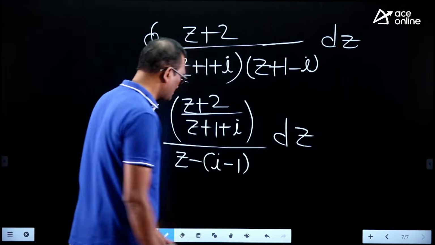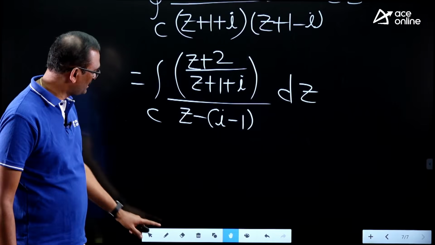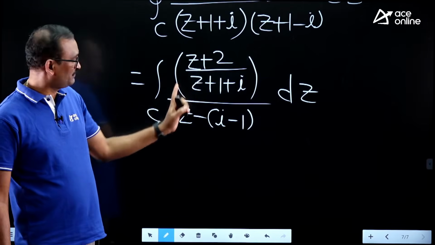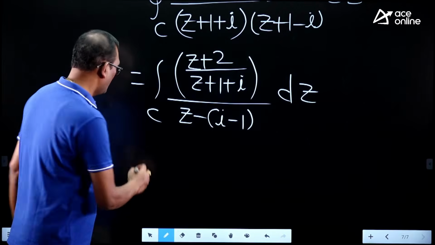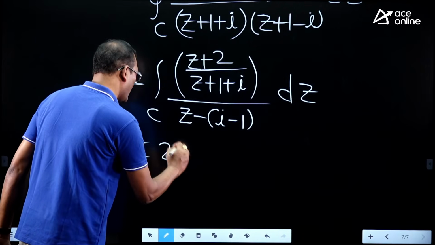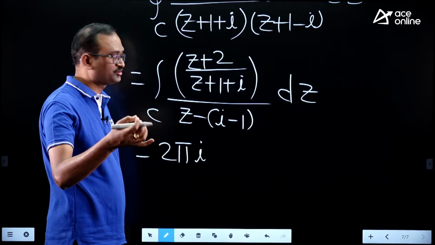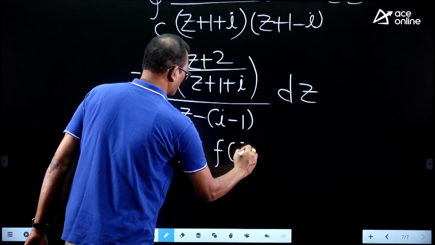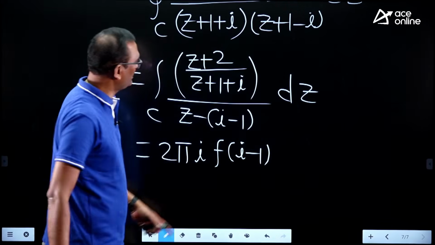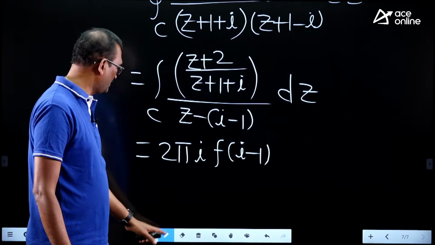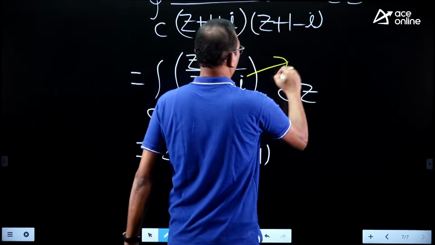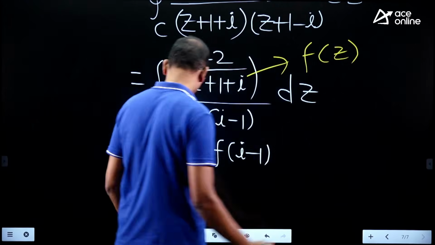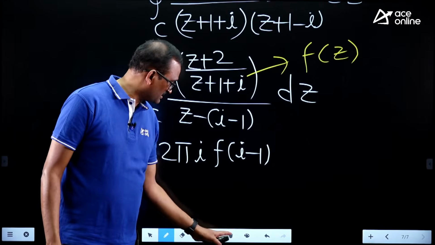So as per Cauchy's integral formula, what is Cauchy's integral formula? Integral of f of z by z minus z naught dz is 2 pi I or 2 pi j into f of z naught, here f of I minus 1. What is f of I minus 1? Let this entire function be f of z and simply substitute over there, you will get the answer.